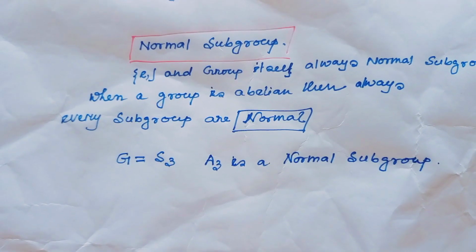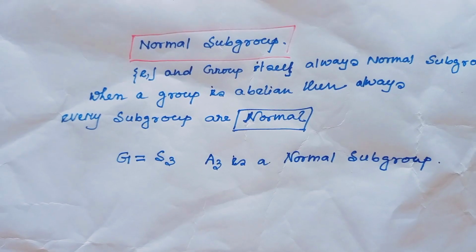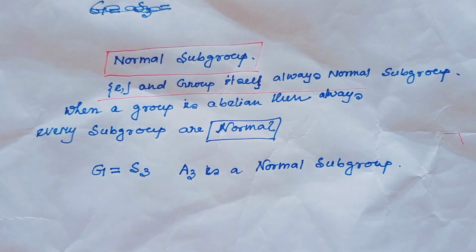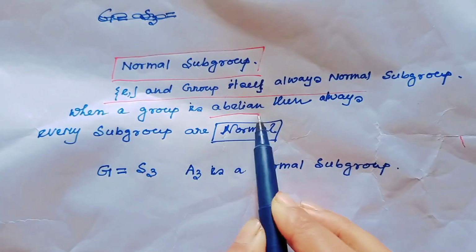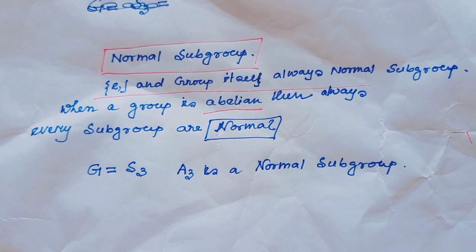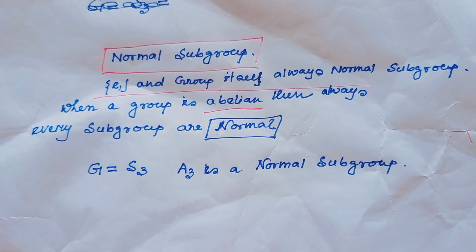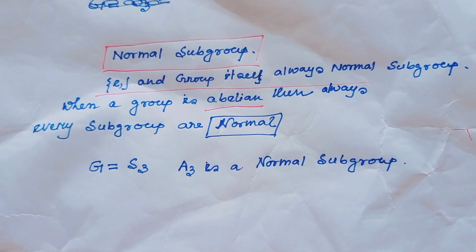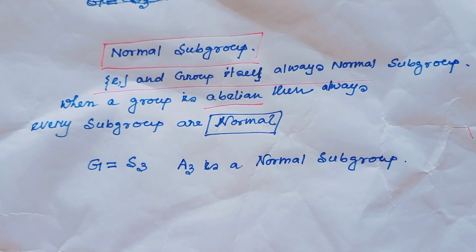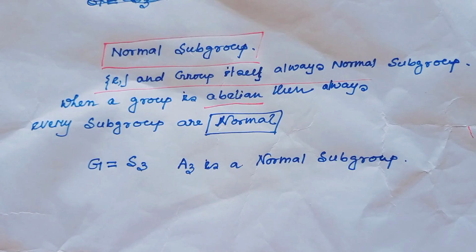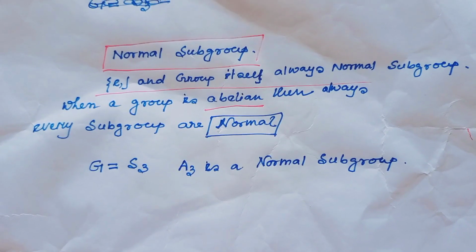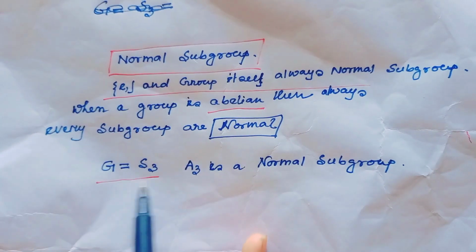Normal subgroups. The identity and the group itself are always normal subgroups. We all know that. And when a group is abelian, then every subgroup is a normal subgroup. And why in an abelian group every subgroup is normal, I have explained in my previous video. Just see my playlist. When the group is not abelian, then not every subgroup will be normal. As an example, consider G equal to S3.